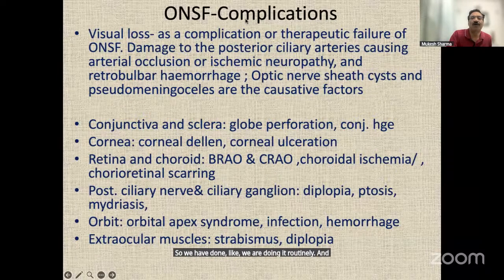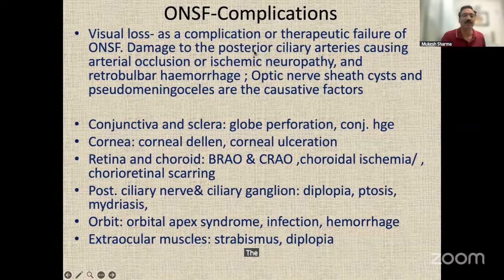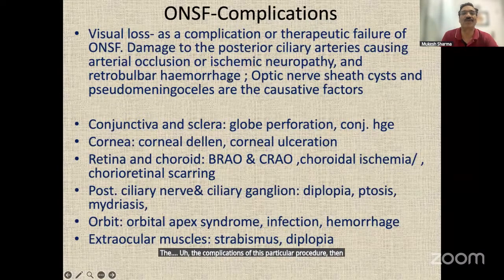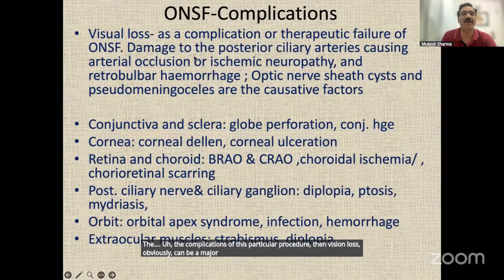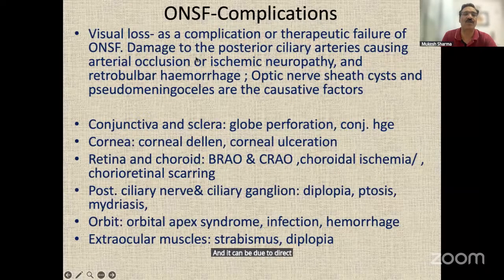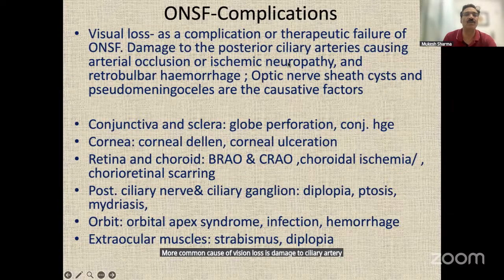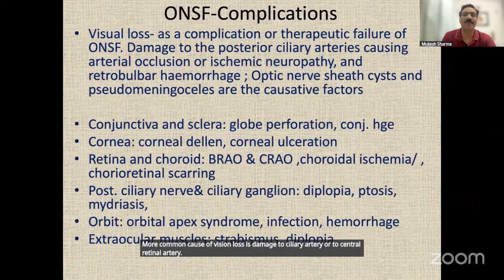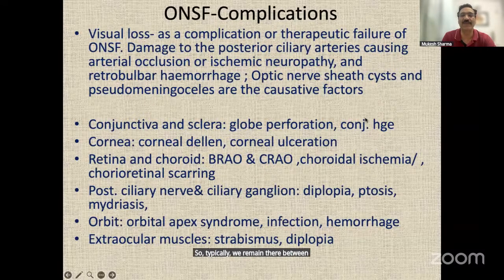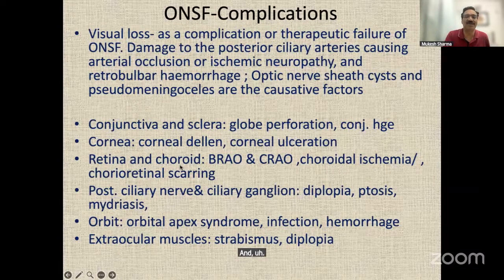When you talk about the complications of this particular procedure, vision loss obviously can be a major problem, and it can be due to direct trauma to the optic nerve. This is relatively rarer. A more common cause of vision loss is damage to the ciliary artery or the central retinal artery. Typically we remain between 2 to 10 millimeters from the eyeball on the optic nerve. This is typically an avascular zone, and arteries are not there in that zone.